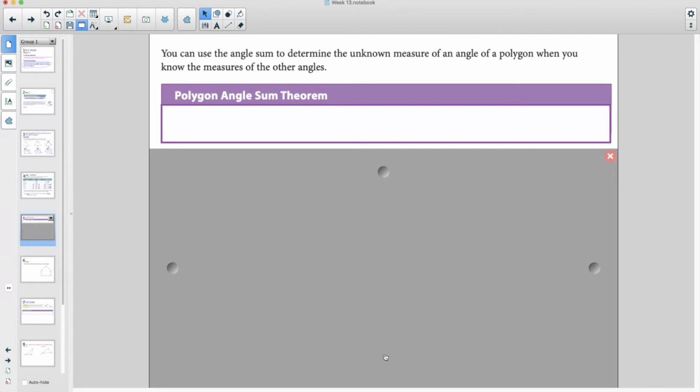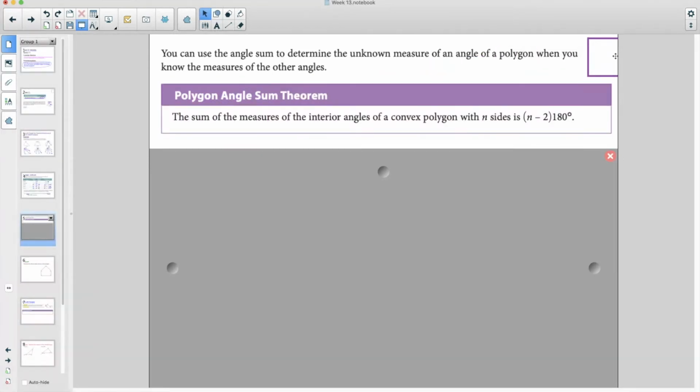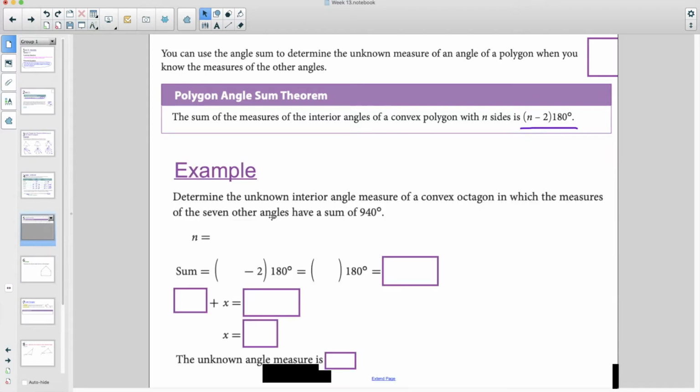Okay, so this is what we call the polygon angle sum theorem. This should look like what we've been discussing here with that pattern. The sum of the measures of the interior angles of a convex polygon with n sides is, whatever number that is, n minus 2 times 180. That's what we just discovered. So we can use this to help us find missing angle measures on the inside, depending on whatever polygon we have. So let's work through an example here.